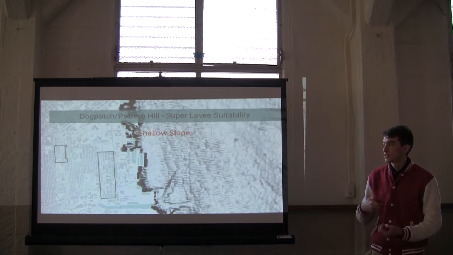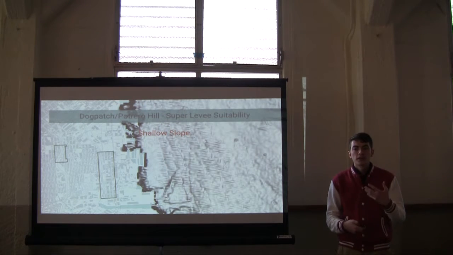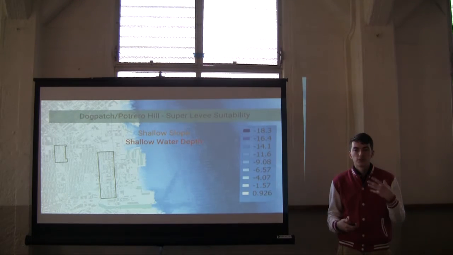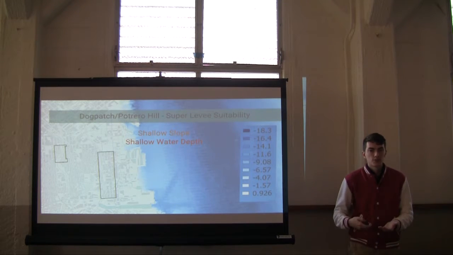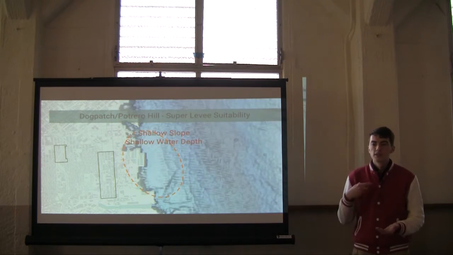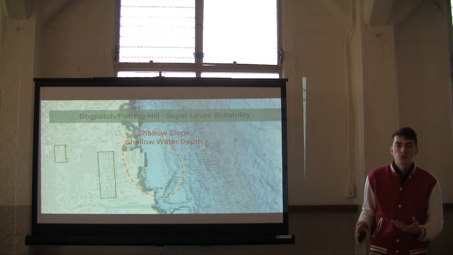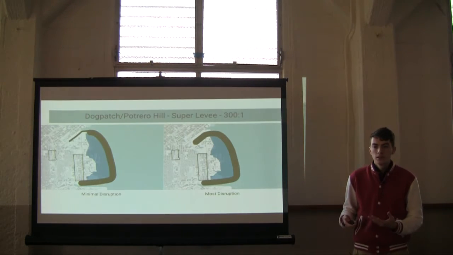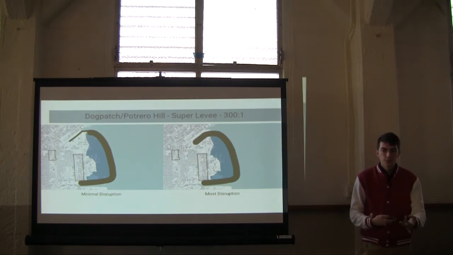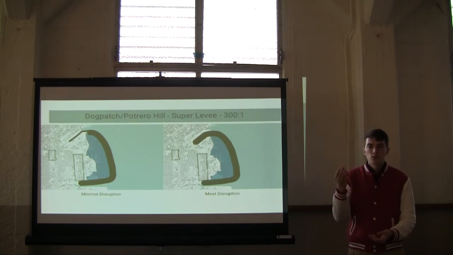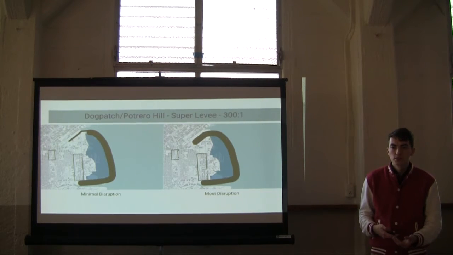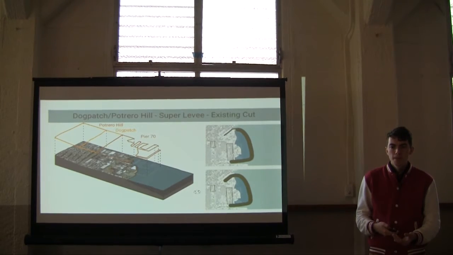To do that, we looked at different parameters, looking at a shallow base slope area, looking for the most shallow water so that we don't have to create so much fill for the super levee, and realizing that we need to stay as close as we can to the coastline. And then we also looked at, when we build it, how much disruption can take place at both the north and south ends of the community.